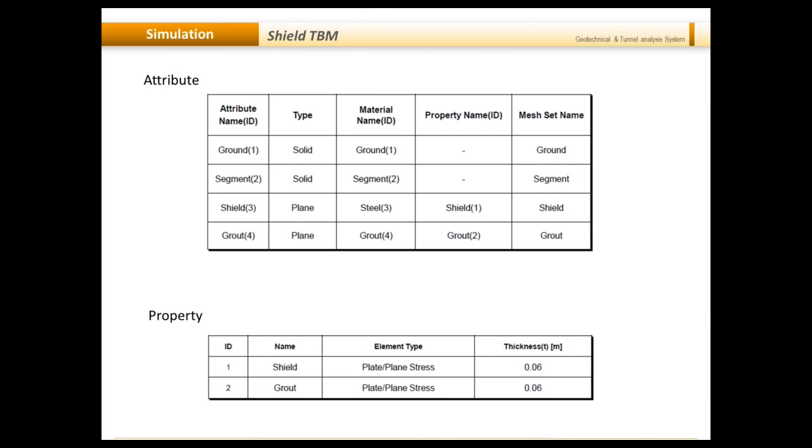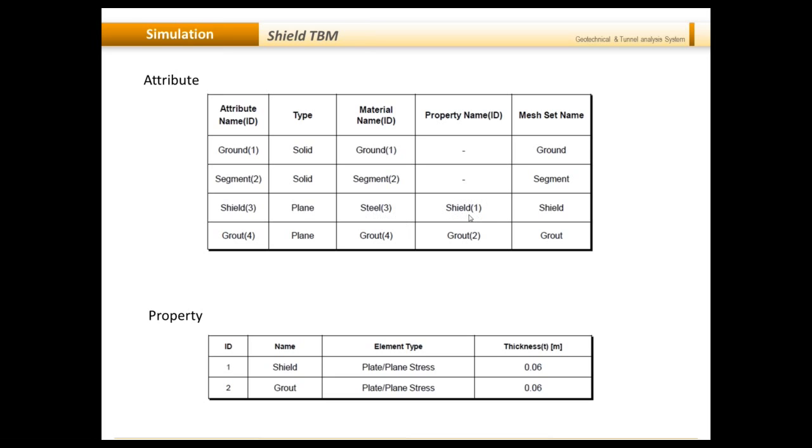So let's go over the simulations directly. First step, the attribute definition. As you can see, we call an attribute a sum of the material ID and the property ID. Let me explain with an example. Let's say we are talking about the shield. The shield is an attribute which has been applied to plane members, that is 2D members, and the material will be steel, but this plate will have some thickness, so there is a property also associated.